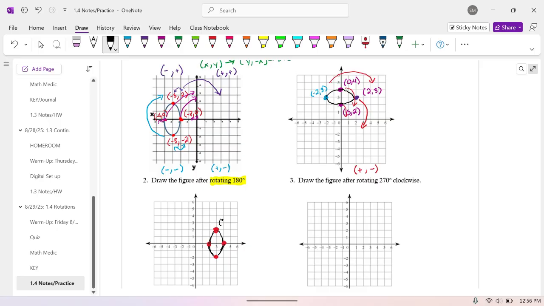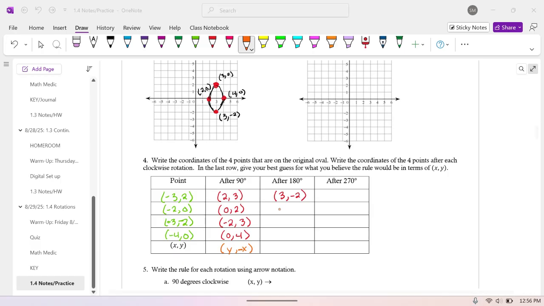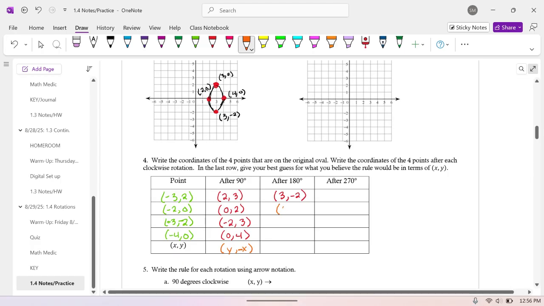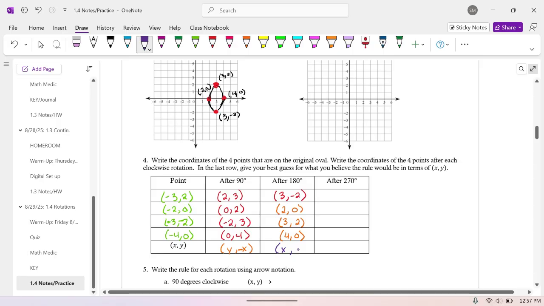And then I'm just going to label the points quickly. So 3, 2, 4, 0, 3, negative 2, and 2, 0. I'm also going to take a minute, label them down here. So this is 2, 0, 3, 2, and 4, 0. So that means what happened with the rule is that the x and y came back to where they're supposed to be.